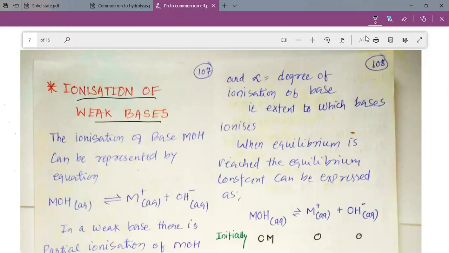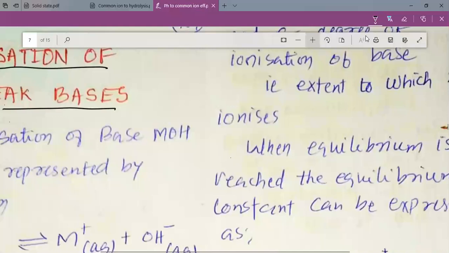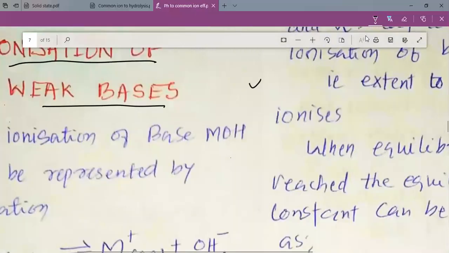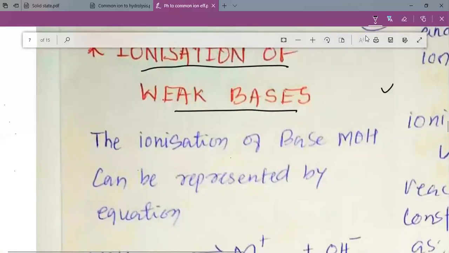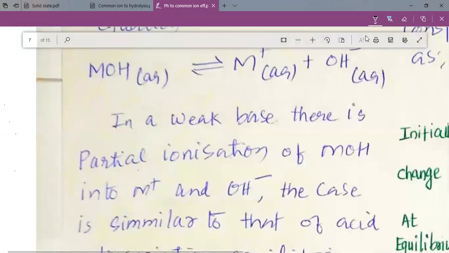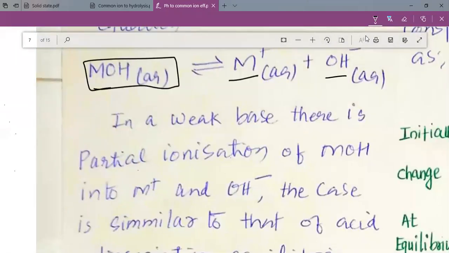Dear students, if we have a weak base with us, we should study its ionization constant. The ionization of a base: suppose we have a base whose formula is MOH, which dissociates to give us M plus and OH minus.